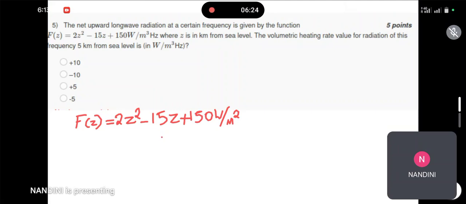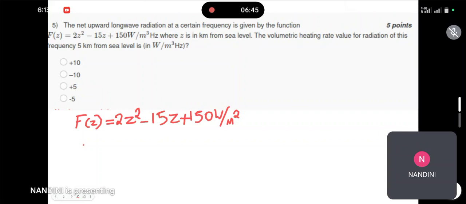So we know that the atmosphere absorbs radiation by which it heats up. It also emits radiation by which it cools down. So this heating and cooling basically determines the temperature profile of the atmosphere with respect to the altitude.